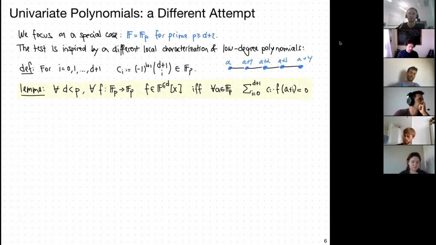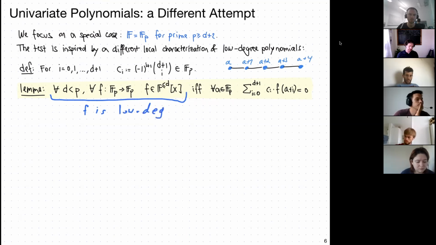So let me break down this thing into something which would make sense. First of all, this whole bunch of notation here just means, if I have a low degree polynomial, right? So this is just saying f is low degree. And the local characterization that we'll have is exactly the rest, what we have here. It means that we'll have this linear combination of values of f that has to sum to 0.